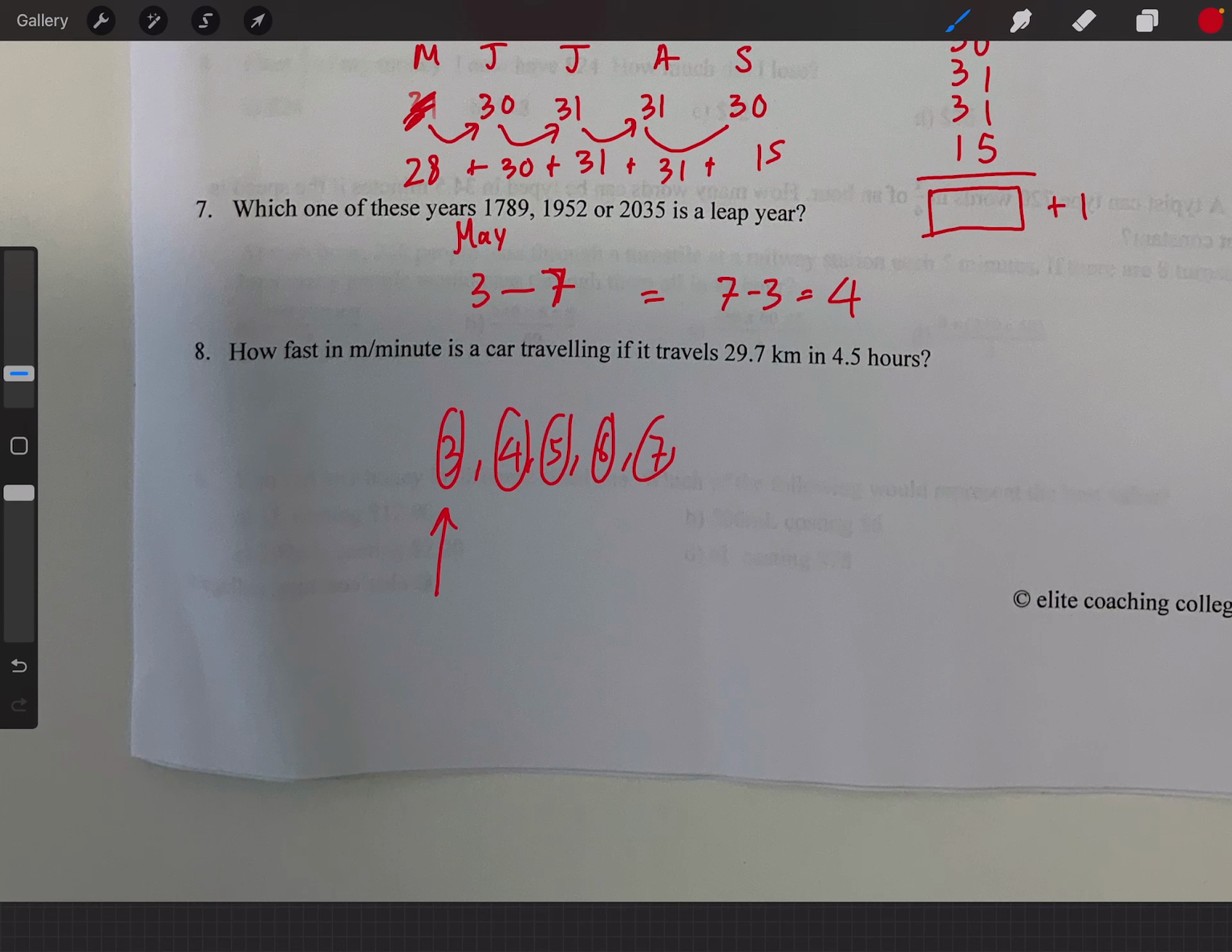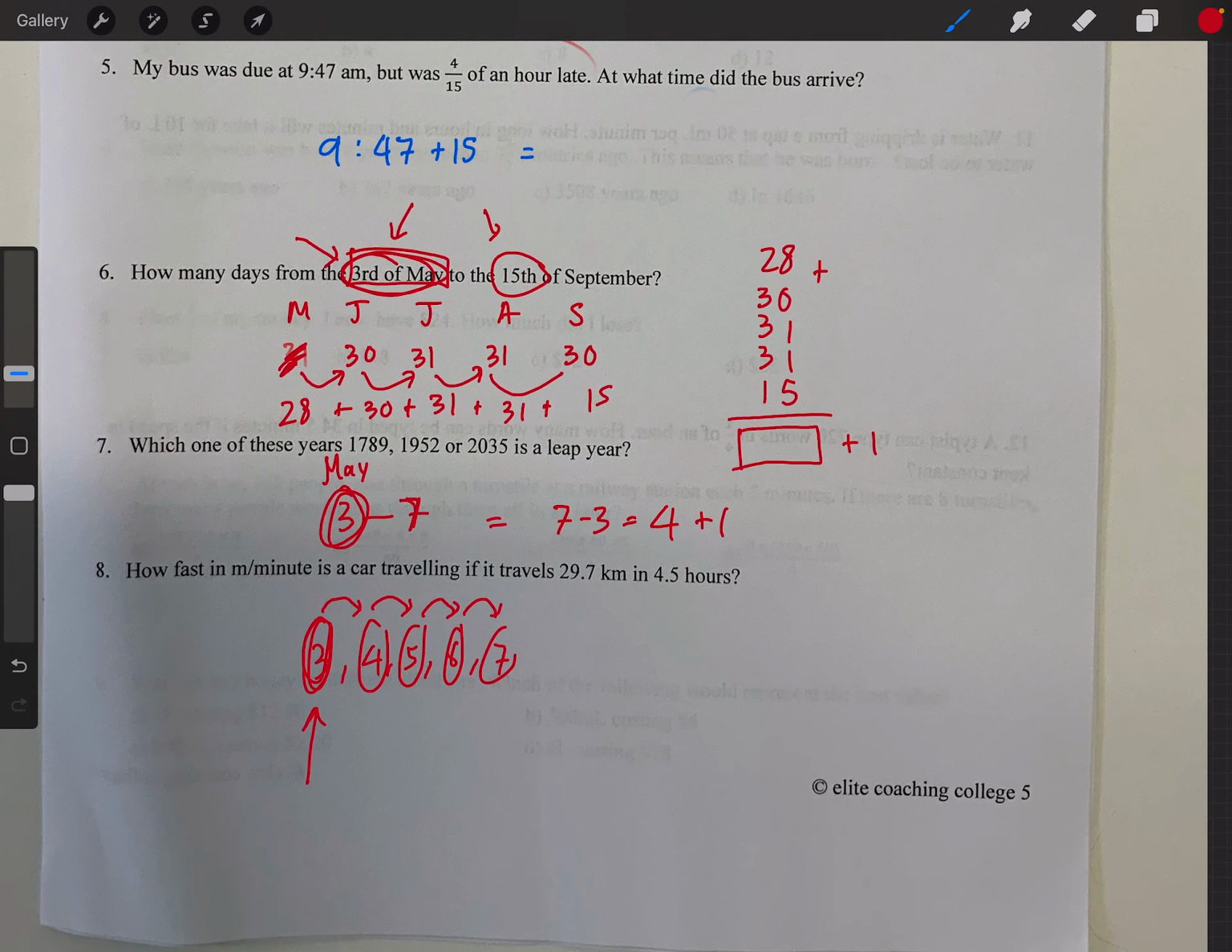It's not just the jumps, like 1 day, 2 days, 3 days, 4 days. It's not just like that, but you have to include the 3 as well. That makes it 5 days. So that's why you have to add the 1, because this is an inclusive answer. You have to include the 3rd of May as well. And we're going all the way to the 15th of September. When you go to 15, you add all these numbers up, get the answer here. Then you have to add that 1 to make the answer inclusive. So I'll leave that to you to work out.